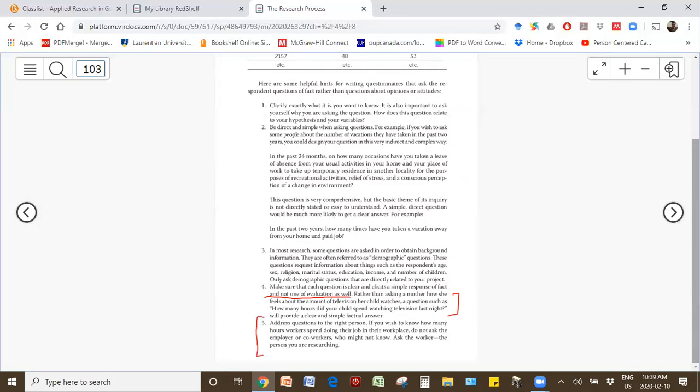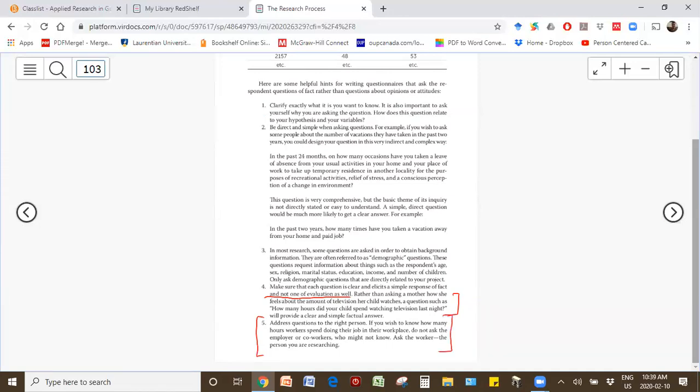When administering an interview or survey questions, direct it to the right person. If you want to know how many hours workers spend in their job at the workplace, who should you ask? Should you ask the boss? Should you ask co-workers, or should you ask the person who's doing the work? Off the bat, we'd be tempted to ask the boss because we're thinking that they're the ones that look at the timesheets, right? But it's actually the worker, really.